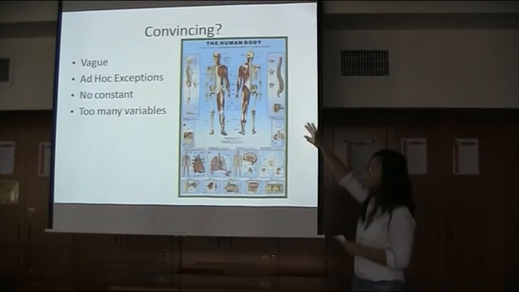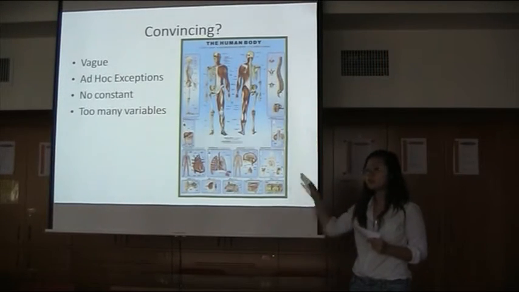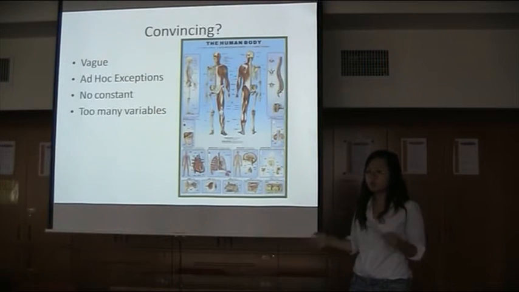because the human body is too complex and our systems work together and they're not independent of each other. They work together to form your body. And therefore, it's very difficult to control a fair experiment as there are too many variables involved and there's no constant.